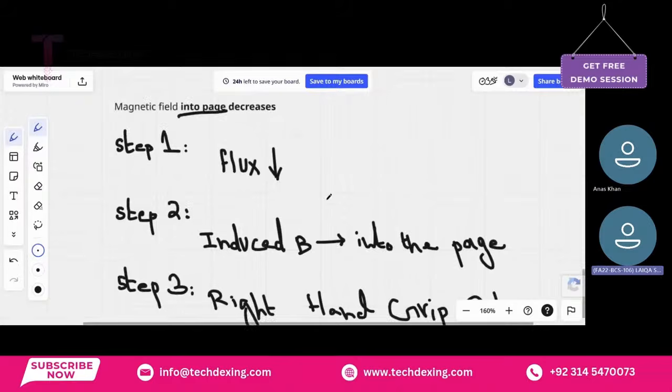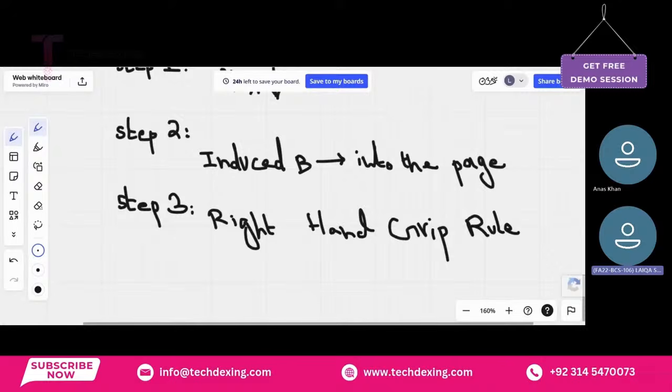The flux is not moving downwards. It simply means that the flux is decreasing. You don't have to get confused. In step one, you simply check whether the flux is increasing or decreasing. In step two, if the flux was decreasing in step one, the induced magnetic field will be in the same direction as the original magnetic field which was given in the question. But if the flux was increasing in step one, then the induced magnetic field will have the opposite direction as the original magnetic field, so that the flux can be decreased.